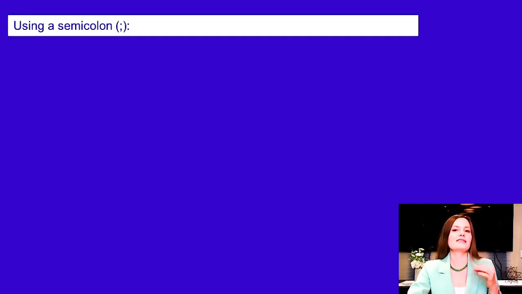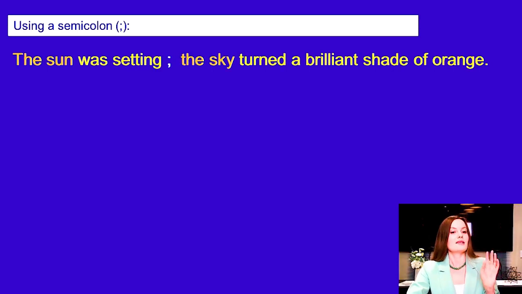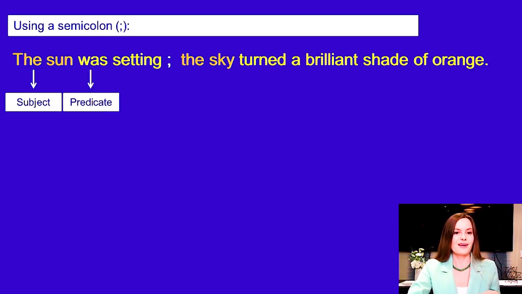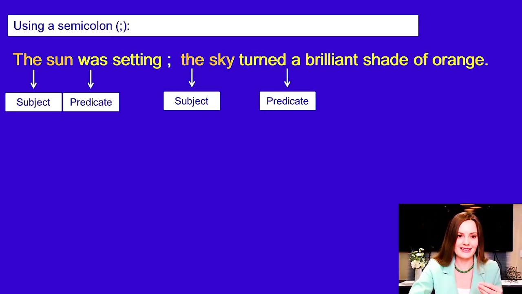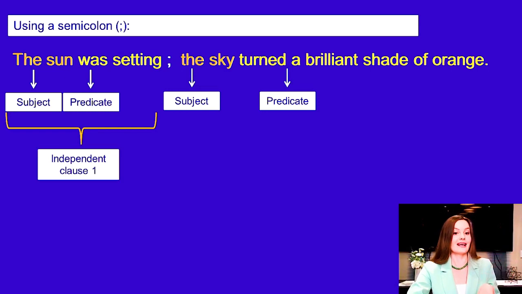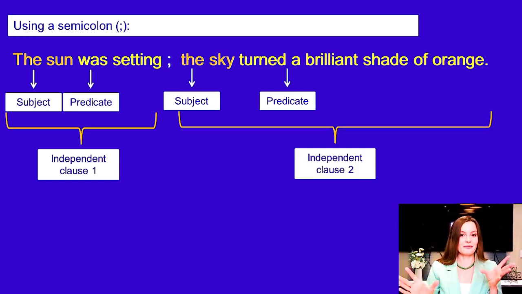We can also use a semicolon when we write a compound sentence. For example, the sun was setting; the sky turned a brilliant shade of orange. The sun is the subject. Was setting is the predicate. The sky, what? The sky is the subject. What did the sky do? Turned a brilliant shade of orange. It's a predicate. So the sun was setting is the first independent clause, and the sky turned a brilliant shade of orange is the second independent clause.